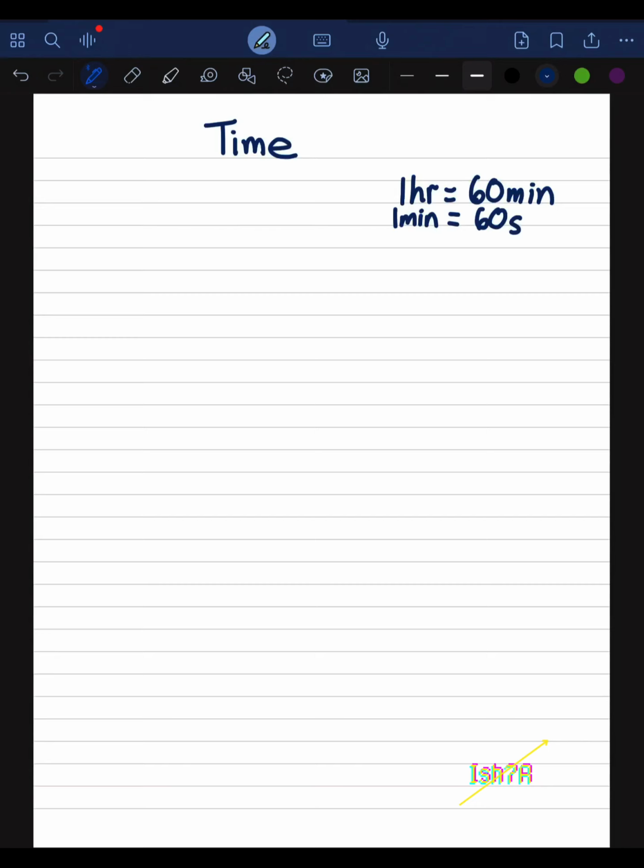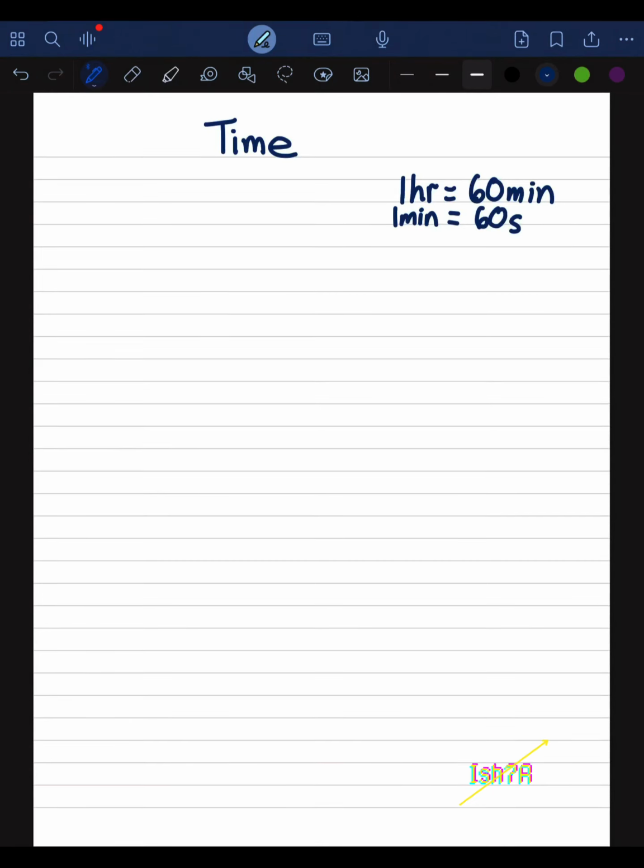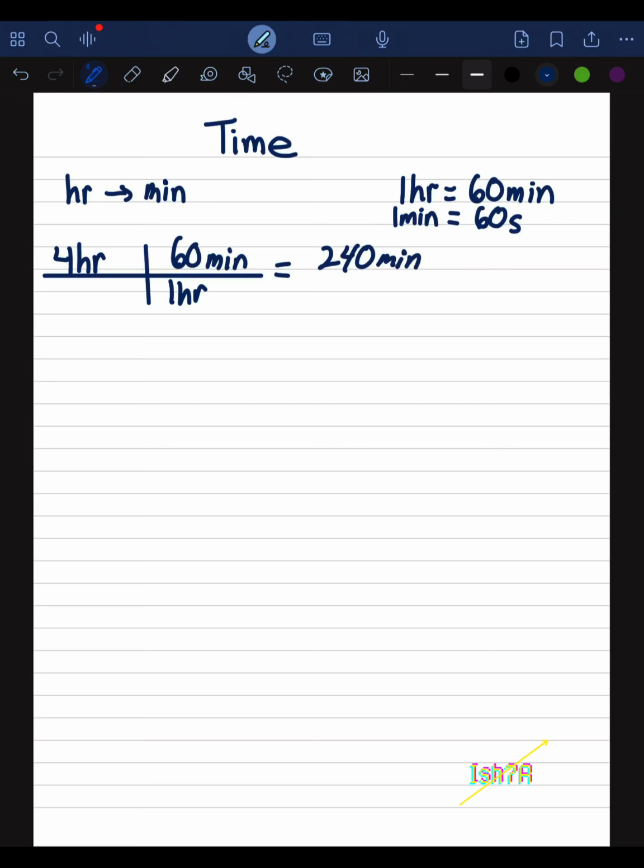Now let's try some time conversion exercises. Let's go from hours to minutes. If we begin with 4 hours, we have that for every hour there is 60 minutes. So that would be equal to 240 minutes.